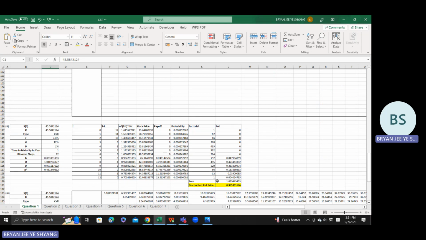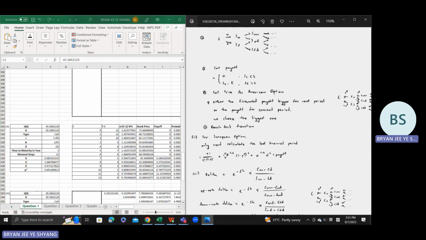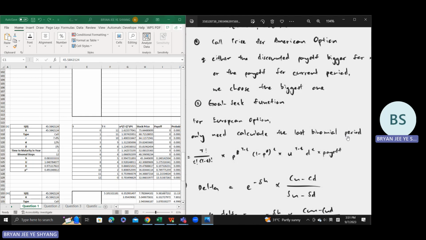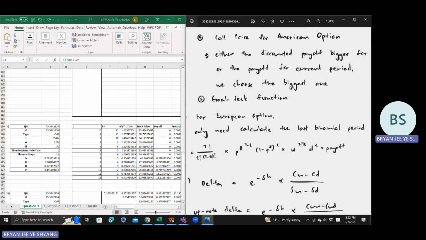So what is the value that we need in the last period? We can look at this formula. We only need to calculate the last binomial period, which is equal to big T factorial over small t factorial times big T minus small t factorial, and then times P naught to the power of big T minus small t times 1 minus P naught to the power of small t times U to the power of big T minus small t, and then times D to the power of small t, and then times our payoff. We construct it one by one.